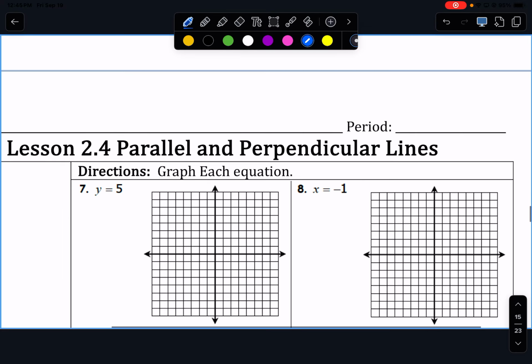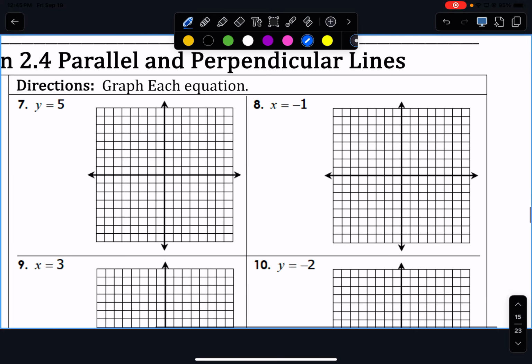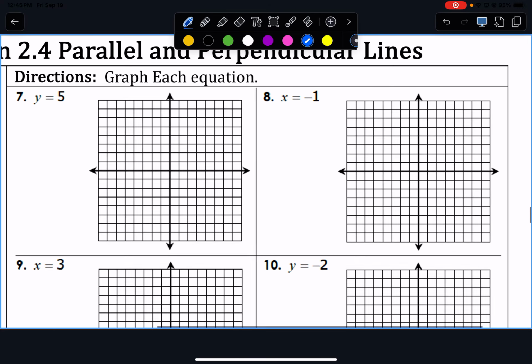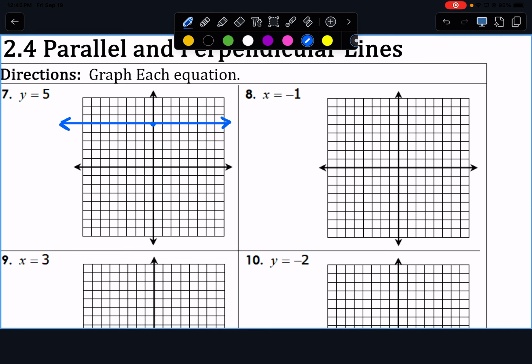All right. So we are going to graph these. We're going to do 7 and 8. Okay, so to graph y equals 5, I go to where y is 5, and then I'm going to draw a horizontal line through there. For 8, we go to x equals -1 and draw a vertical line. That is all we do in order to graph those. We just go to where that value is and then draw whichever type of line it is.